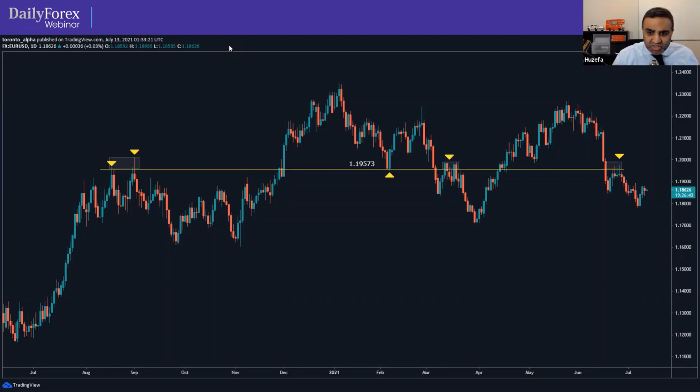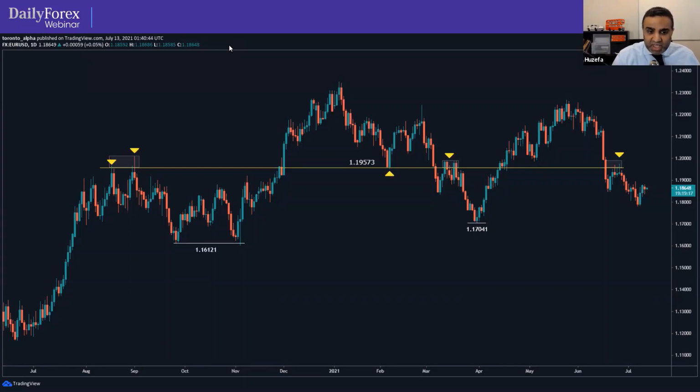Where can it go down to? The two key support levels I've got are 1704, or 1.1704, depending on how you state those levels. I think the price will probably tap that level at some point, and below there, 1.1612, so 1612. Those are my next two key support areas. Obviously, if it taps 1612, it's going to tap 1704. I think it should tap 1704 in the coming days or weeks.